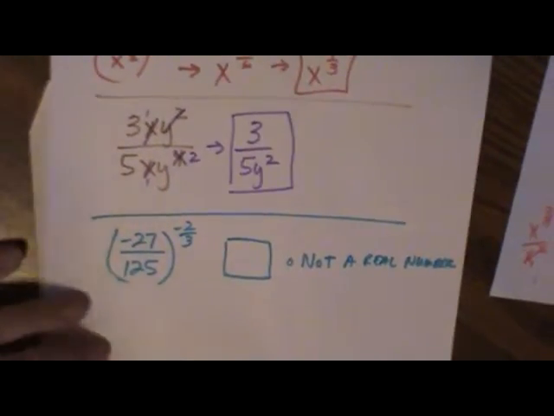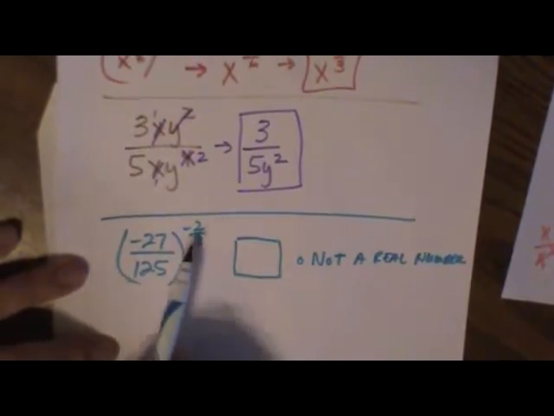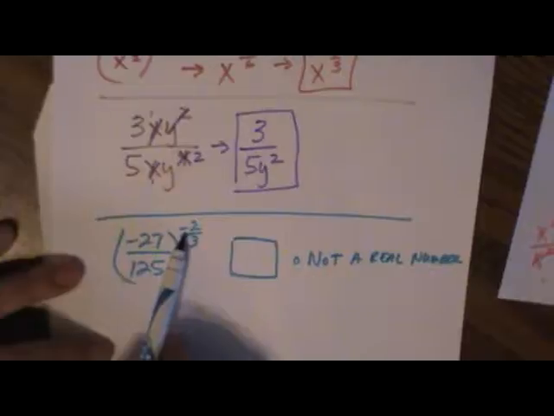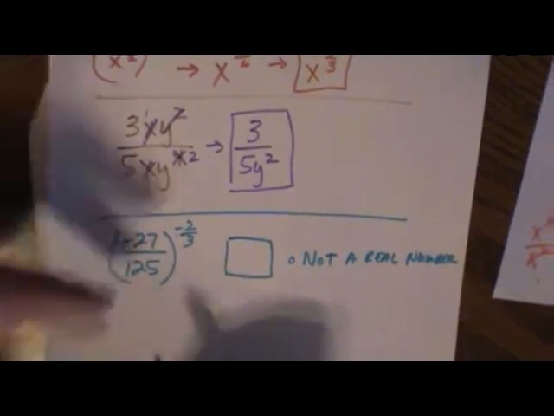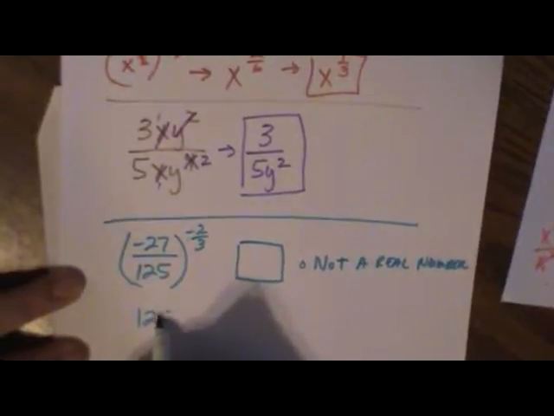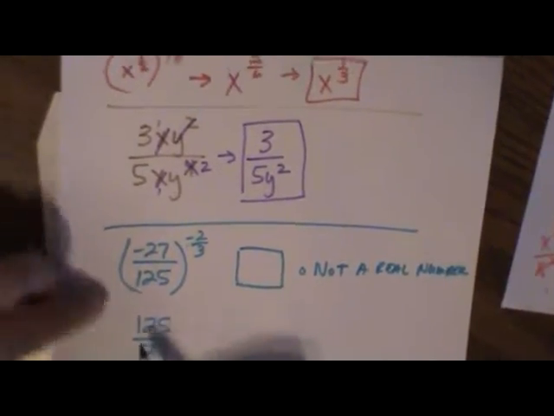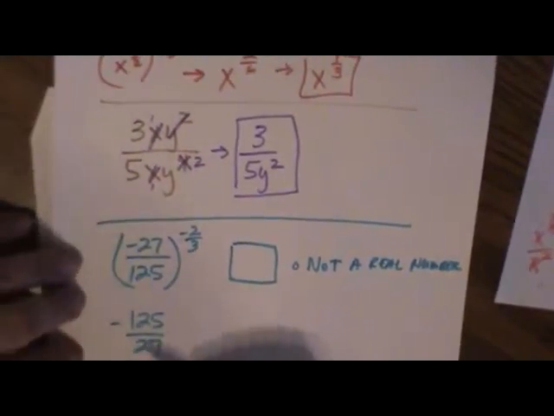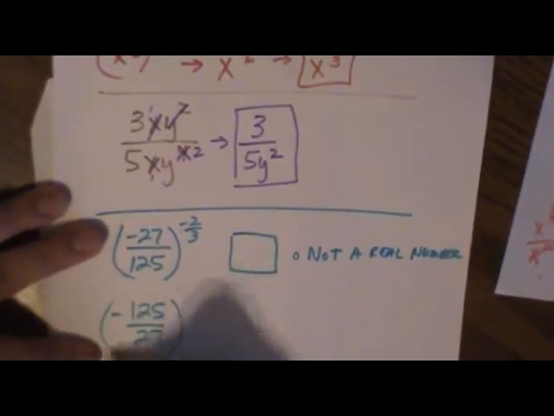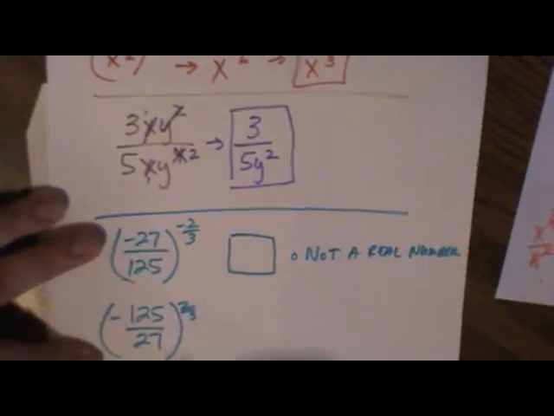Okay, so let's solve this. I like to get rid of my negative exponents, and to do that we have to flip the base. So we're going to take this and we're going to flip it. It's going to be over 27. And we can leave the negative in the top, or we could put it in the bottom. It really doesn't matter. But now we have 2 over 3.